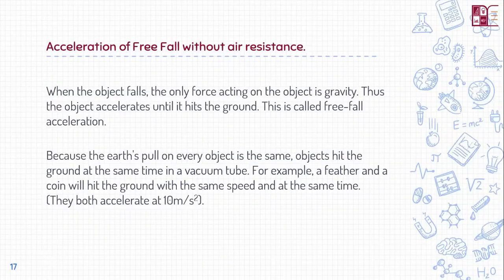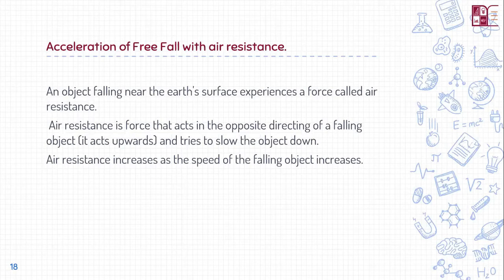Our second case is acceleration of free fall with air resistance. So an object is falling near the Earth's surface and experiences a force called air resistance. Now, this is a very common phenomenon that is applied in parachutes, paragliding, and hot air balloons. Now, all of these objects, as you know, have air resistance acting upon them. It's the force that acts upon this falling body, and it's in the opposite direction of the gravitational pull. So it tries to slow the object down.